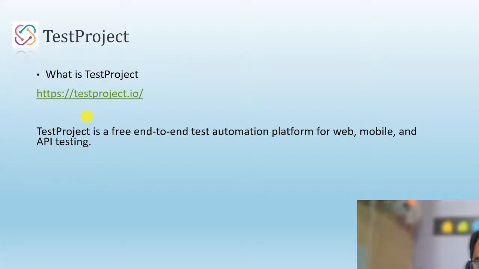So everyone, hello again. So we are going to learn what testproject.io is, right? If we talk about the definition of this tool, it is a free end-to-end test automation tool or platform where we can test web APIs, we can test web applications, or we can do mobile testing. For today's session, we will only do web application testing. So mobile app testing or API testing, that is a story for another day, right?